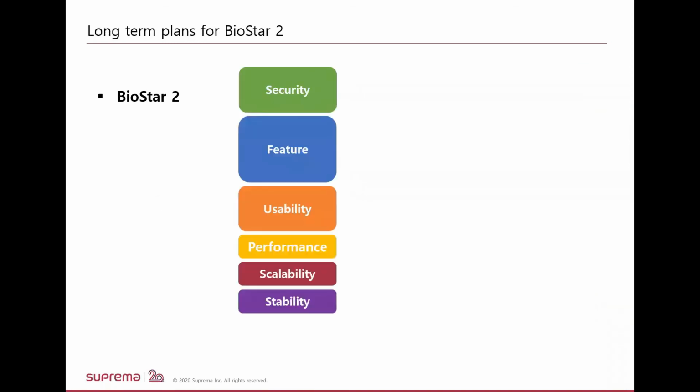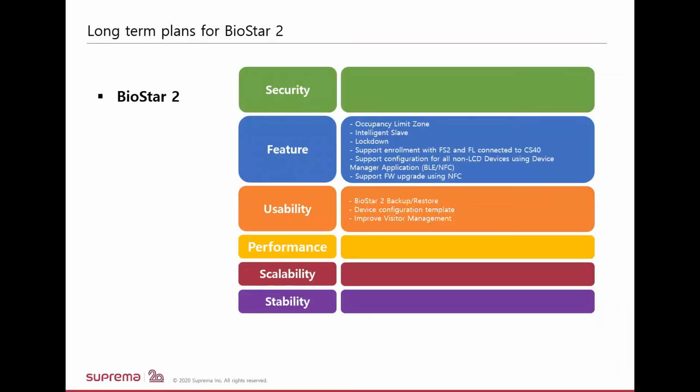If you go with the long-term plans, same 6 categories. Even if they're blank, it doesn't mean we're not paying attention to those. It's just we're waiting for any specific items to be done, and then we'll update them.